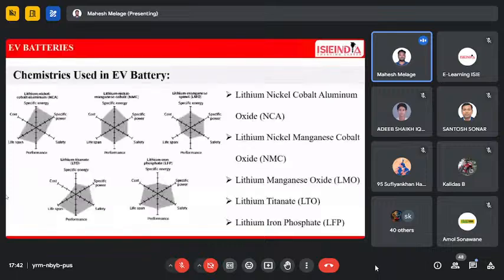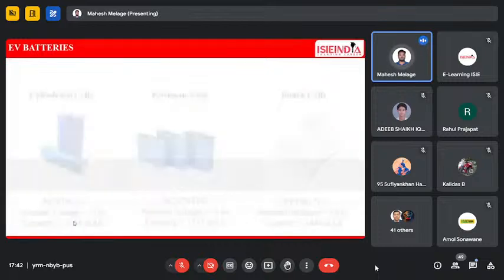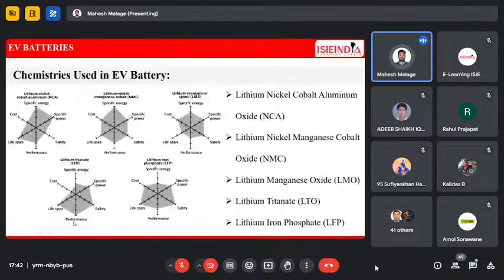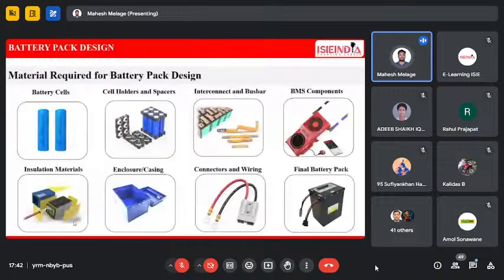First we go to the cylindrical cell. The voltage is 3.6 volt, and the capacity is 3350 mAh. This is the cell specification, and using these cell specifications we can design the battery pack. Approximately we design 4 to 5 battery packs.